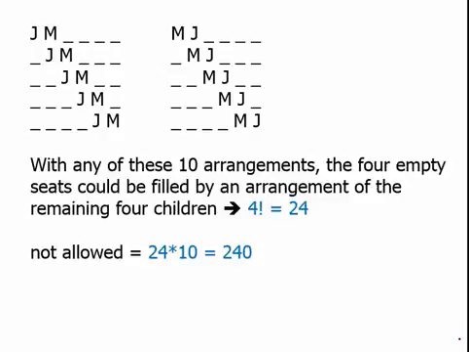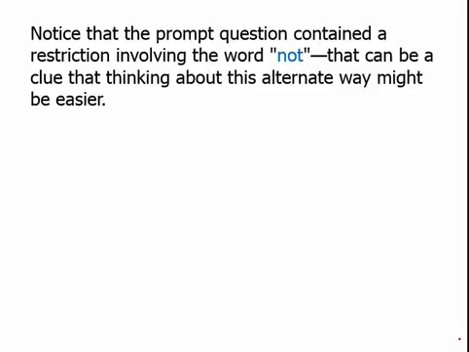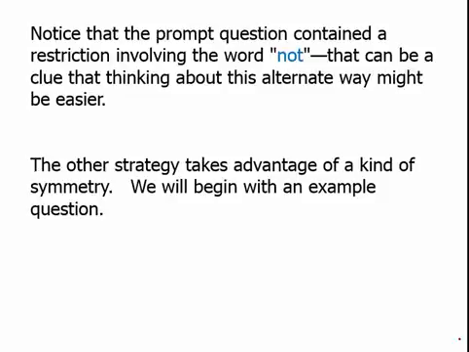This is the total number of arrangements that are not allowed. And of course, the total number of arrangements, period, is 720. So the allowed must be 720 minus 240, which is 480. And so that turns out to be by far the most efficient way to count the number of arrangements in this particular case. Note that the prompt question contained a restriction involving the word not. That can be a very important clue that thinking about this alternative way might be easier.